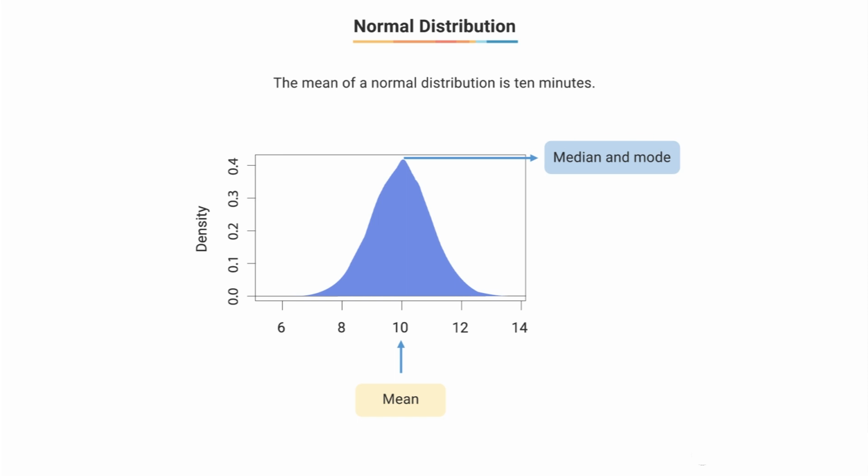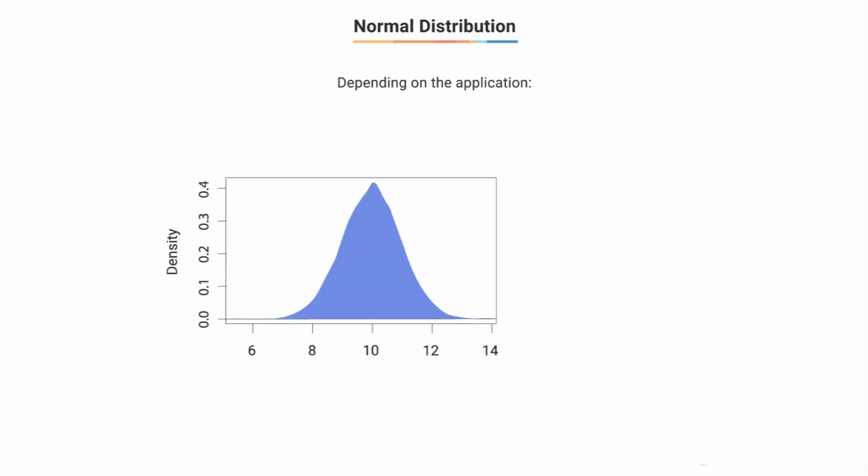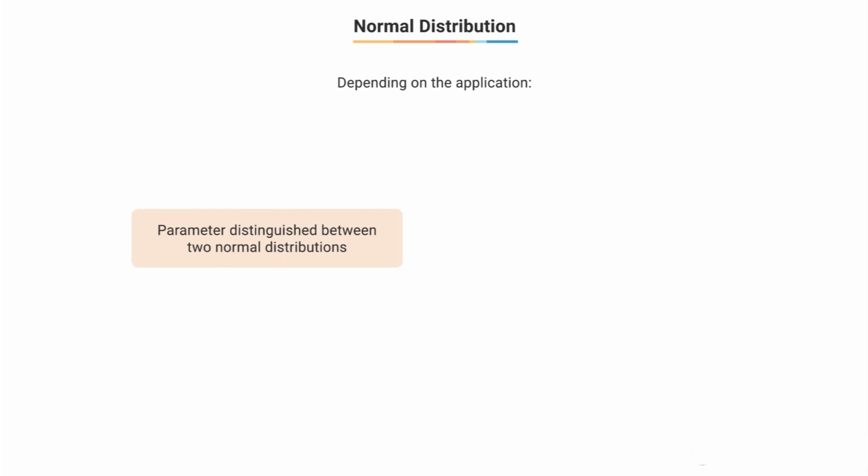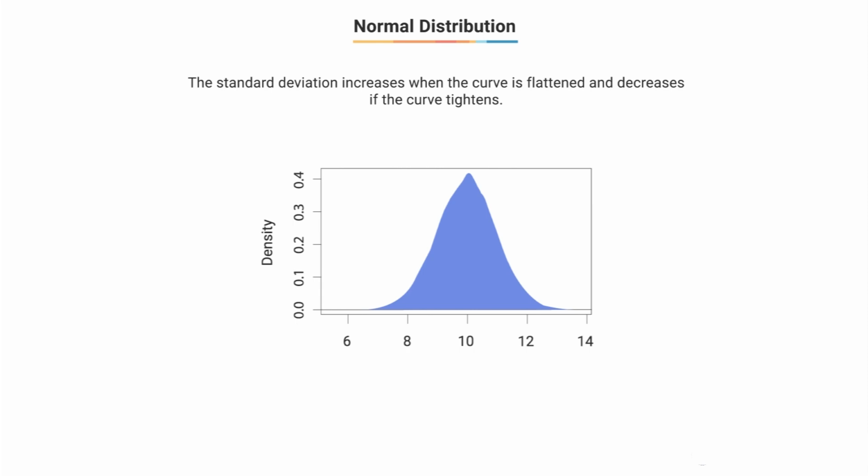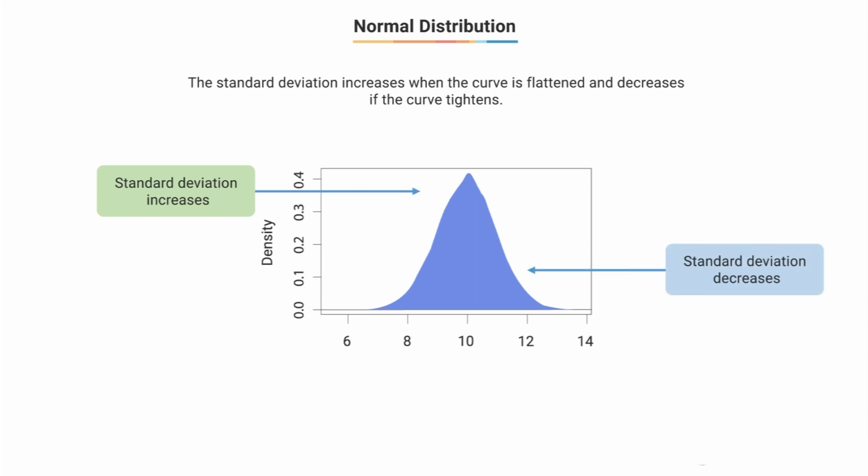In our case, the mean was 10 minutes, but in general it can be any value. Depending upon the application, the mean could be positive, negative, or 0. Here you can see how the distribution changes as we change the mean from -10 to 0 to 20. The second important parameter to distinguish between two normal distributions is the standard deviation, which we have denoted by sigma. For example, if I flatten the curve, you can see in the figure, this shows that the standard deviation has increased. Similarly, if you narrow the same curve, it shows that the standard deviation is decreasing.